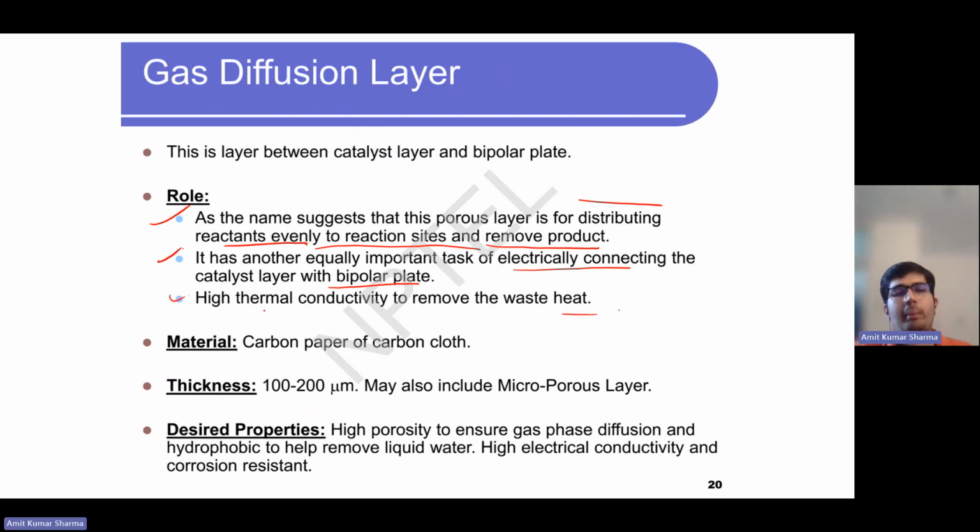Material: carbon paper or carbon cloth. Thickness is around 100 to 200 micrometer. It may also include a microporous layer. It needs high porosity to ensure gas phase diffusion and hydrophobicity to help remove liquid water, high electrical conductivity, and corrosion resistance. So these are the properties of the gas diffusion layer, or you can say GDL.